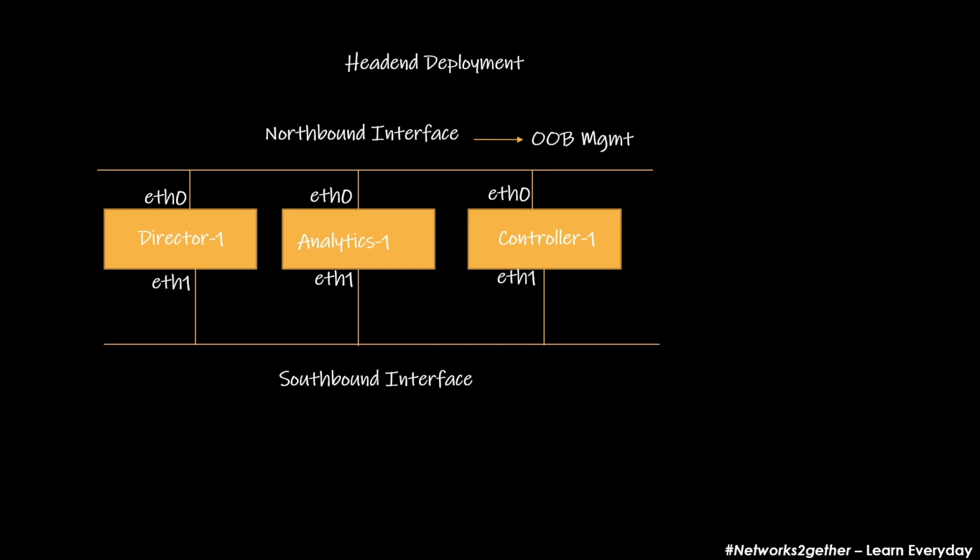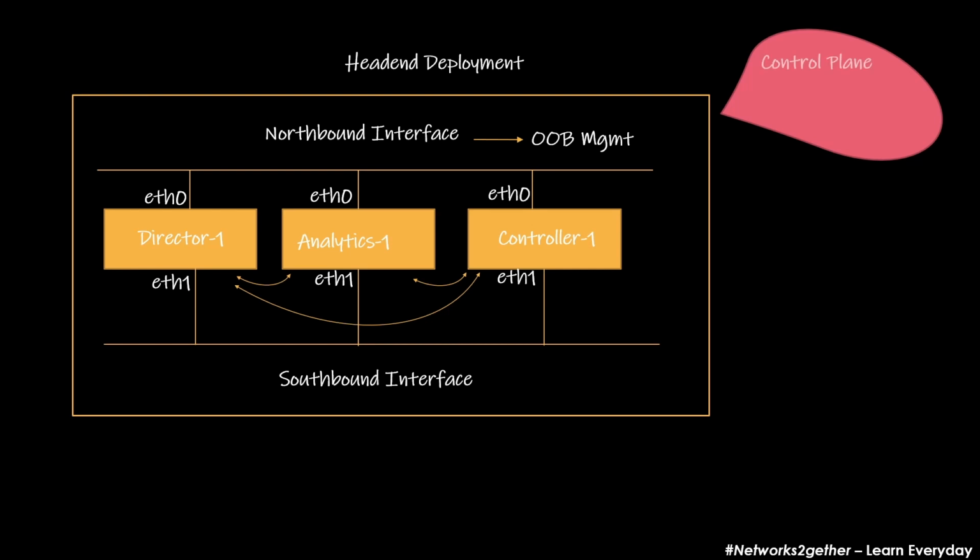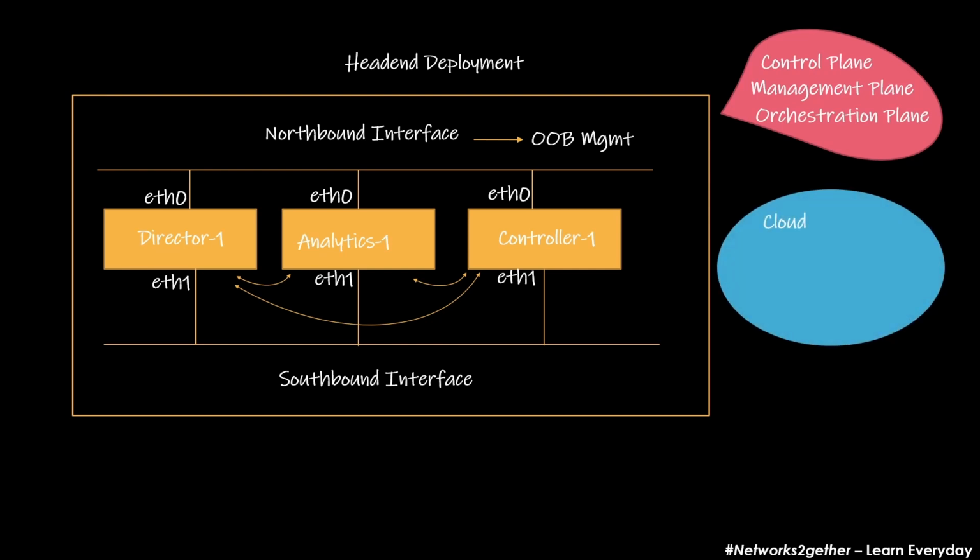Then we need to build communication within these head-end devices. We will integrate analytics with director, we'll build communication between analytics and controller, and we'll onboard the controller on director. This will complete our head-end deployment. In a Versa SD-WAN network, these head-end devices take care of the role of control plane, management plane, and orchestration plane. This can be deployed on cloud, on premises, it can be hosted by a managed service provider, or it can be a hybrid model, a combination of all those three options.